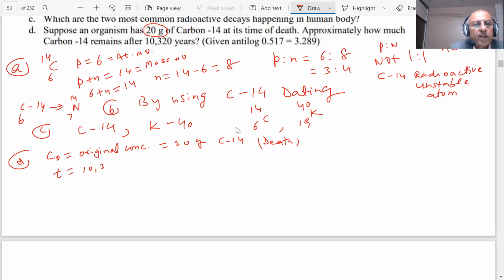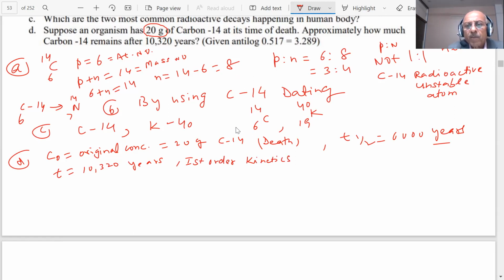After 10,320 years, how much of this will remain? The half life of this he has already given. How much is that? 6,000 years. Half life is 6,000 years, student. Okay. Now we know this is first order kinetics. And I have given the formula of the first order. What is the formula? Kt, where t is 10,320 years, is equal to 2.303 log of C original concentration divided by the concentration after time t. So you want to find Ct when t is 10,320 years.